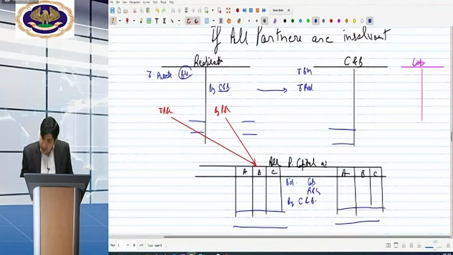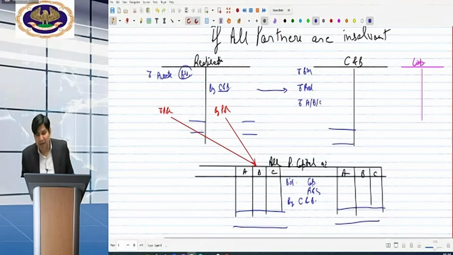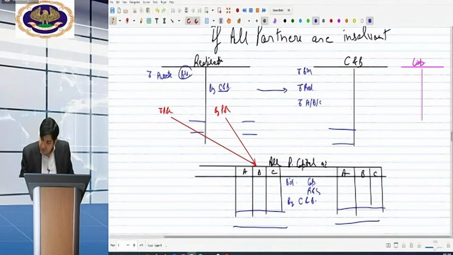Yes. So at least some cash may be recovered from the partners now, at least some. Then please also add that to A or B or C, anything if recovered, from anybody. Okay. A, B, C. So now see what is the total.